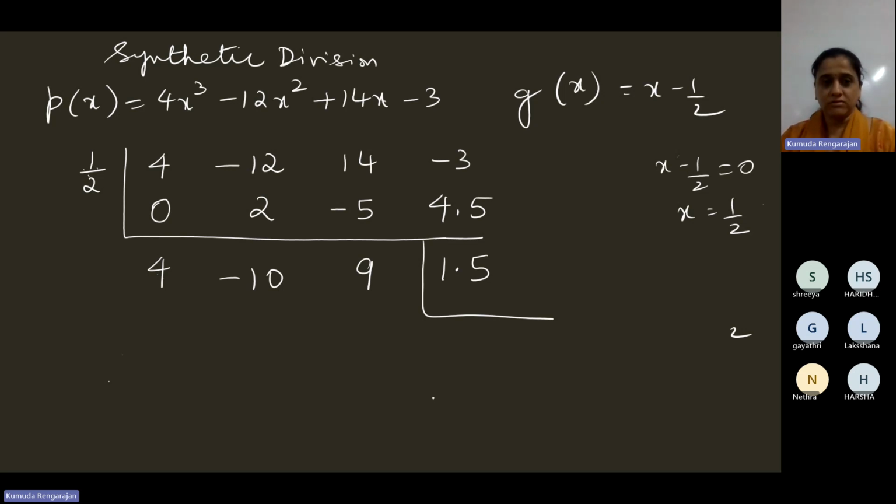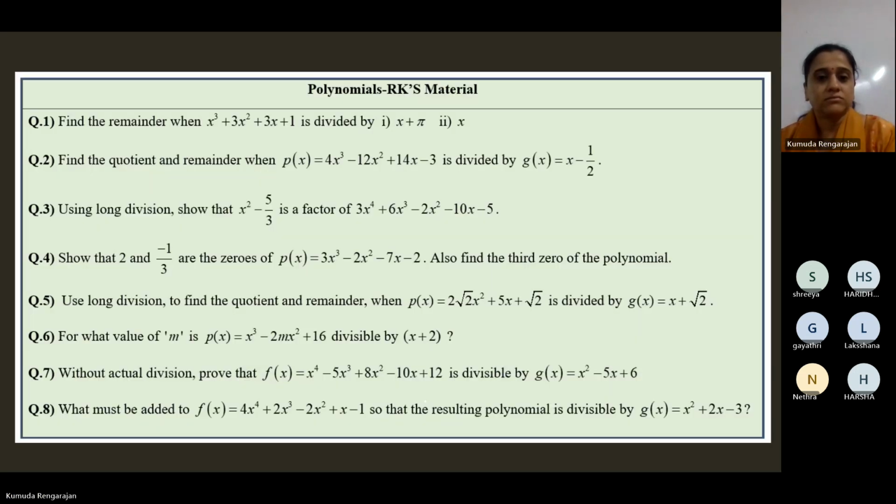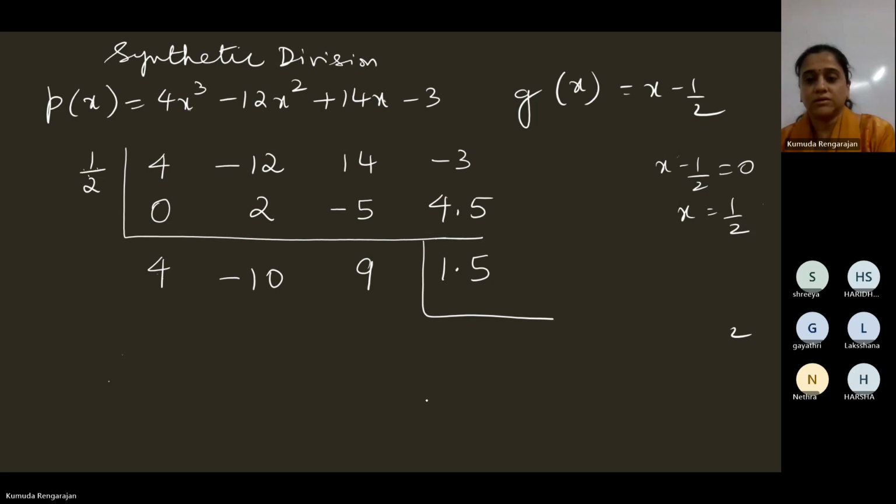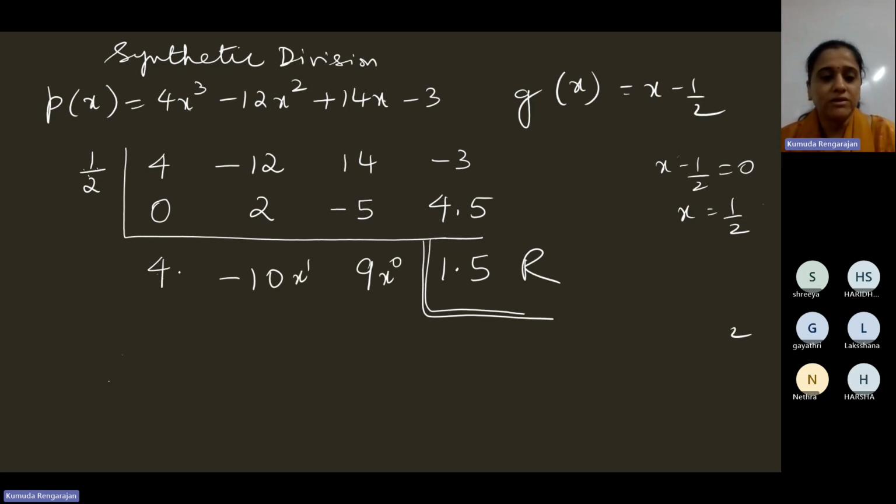So this one is the remainder. And this is the quotient. X to the power 0, x to the power 1, x to the power 2. That division I erased, but if you can recall, this is the quotient we got there: 4x squared minus 10x plus 9.